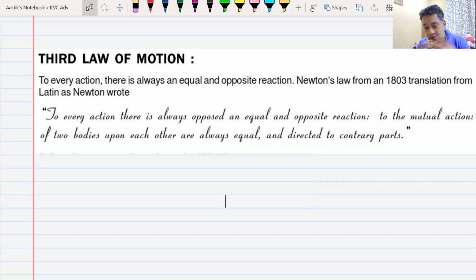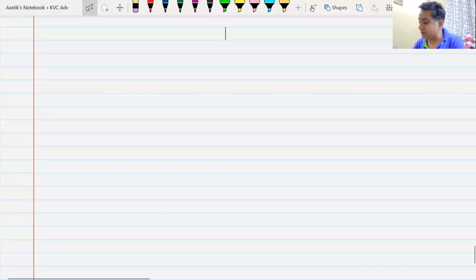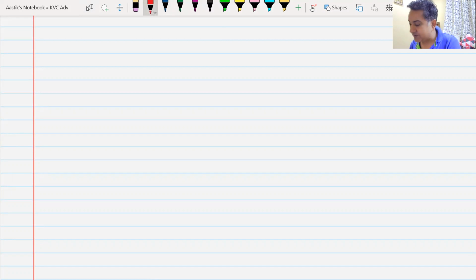Now, to begin with this chapter on Newton's laws of motion, you have to understand the first thing about this chapter, and the most important thing about this chapter, and this will continue from this chapter onwards. What is the most important thing that you have to do in this chapter or any chapter? It is to draw free body diagrams, or FBD.